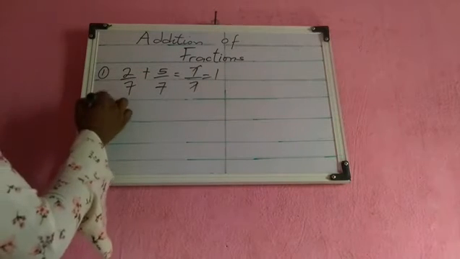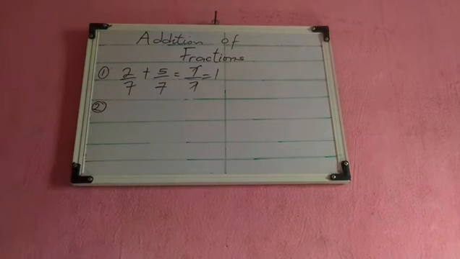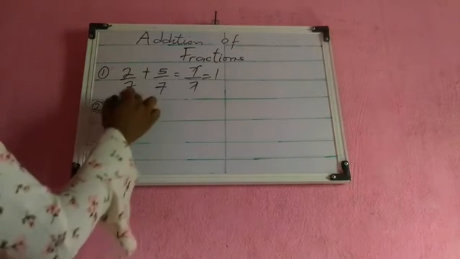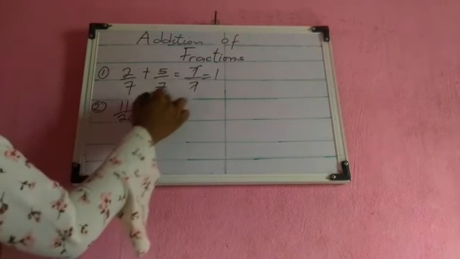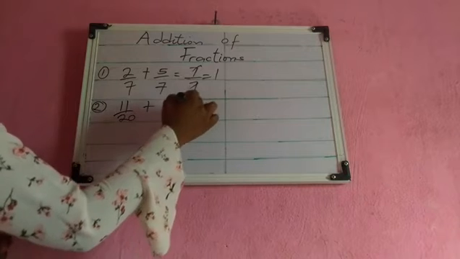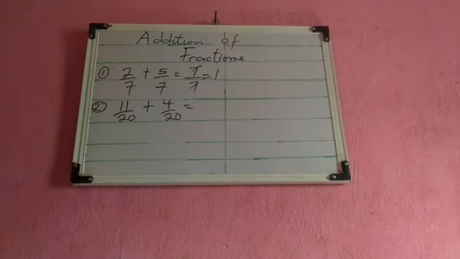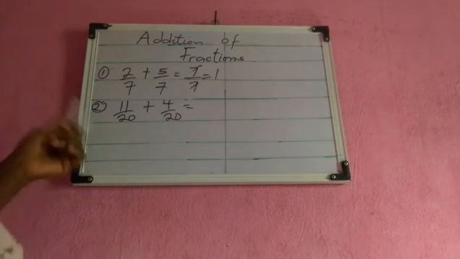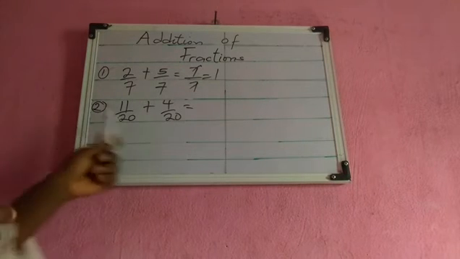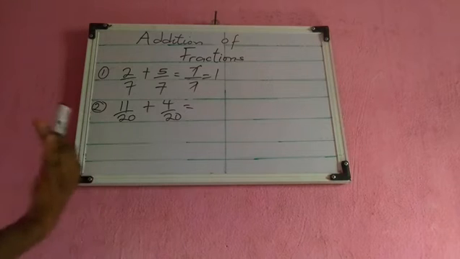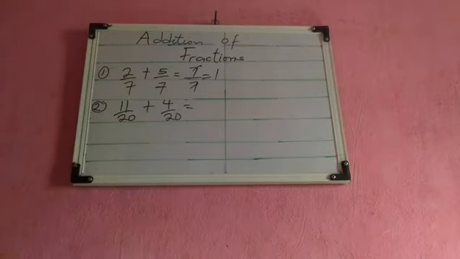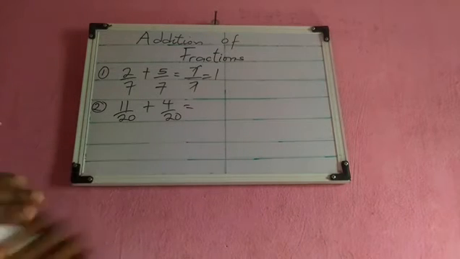Okay, number 2, another example. We have 11 over 20 plus 4 over 20. Just like the way we did the first one, they look alike, right? So let's just pick one. Since our denominators are the same, instead of looking for LCM, we already have what is binding them together, what is common to them.